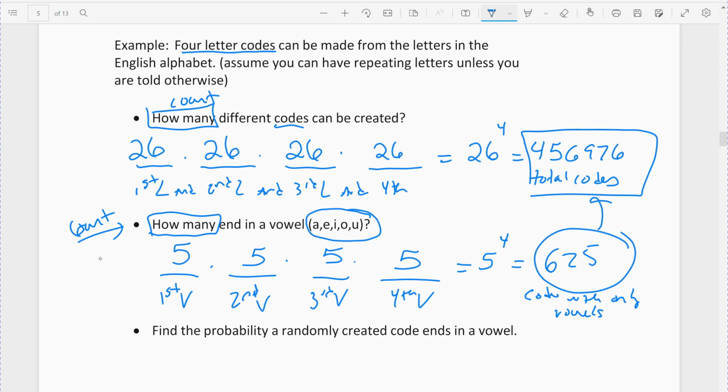If we found the probability of that, it would be that number divided by the total. But we didn't find probability, we're just counting. And I'm going to take my arrow away.